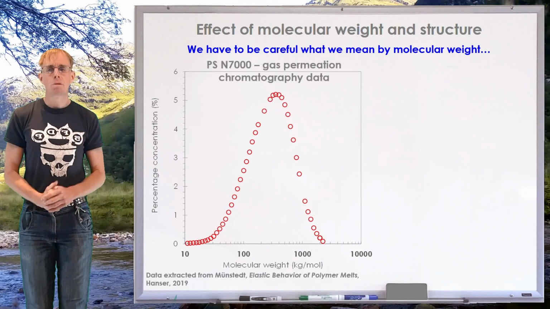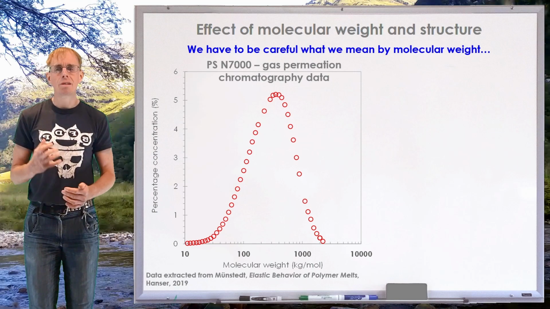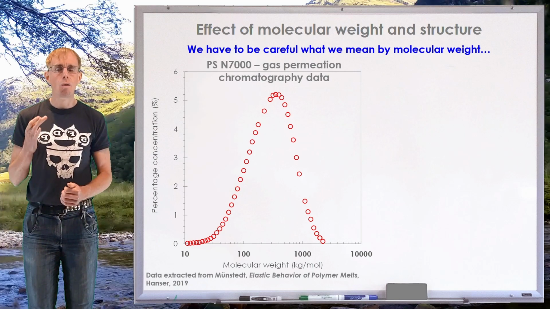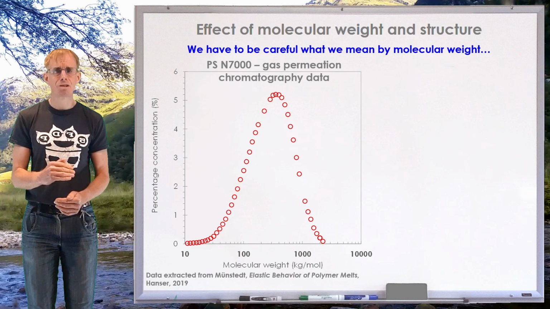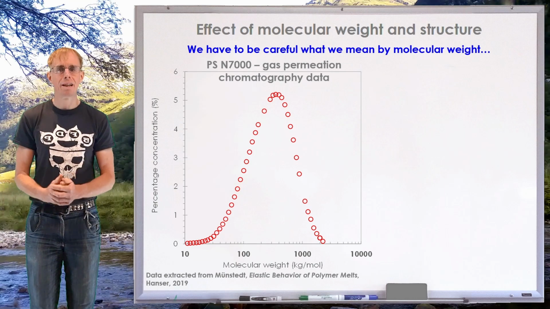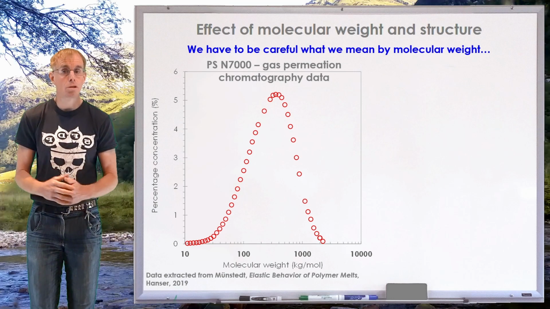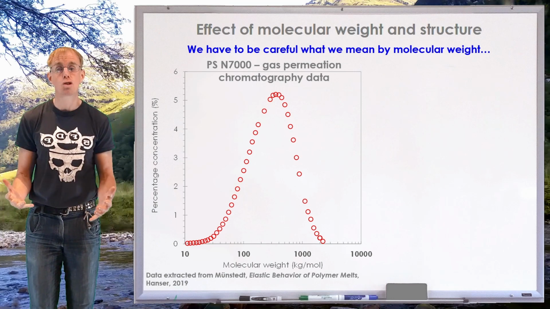The graph that I've put there is plotting the percentage concentration of polymer chains for a given molecular weight. And so this is why, if we use the phrase molecular weight, we have to be rather specific, because what we have in reality is a molecular weight distribution.